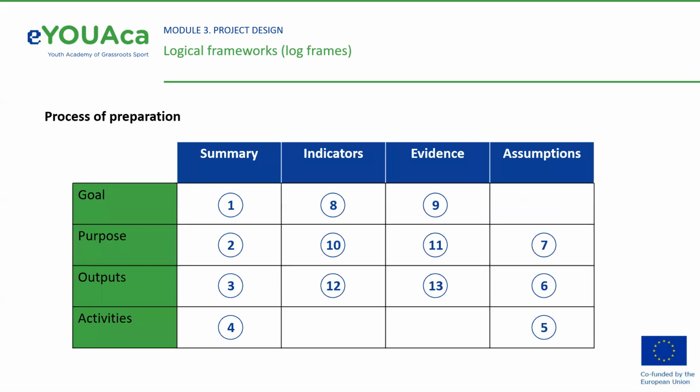In this slide, you can see the sequence of the overall process. From 1 to 4 is the definition of the hierarchy of objectives. From 5 to 7 is the identification of assumptions. And finally, in each row, there is the definition of indicators and evidence for each objective.